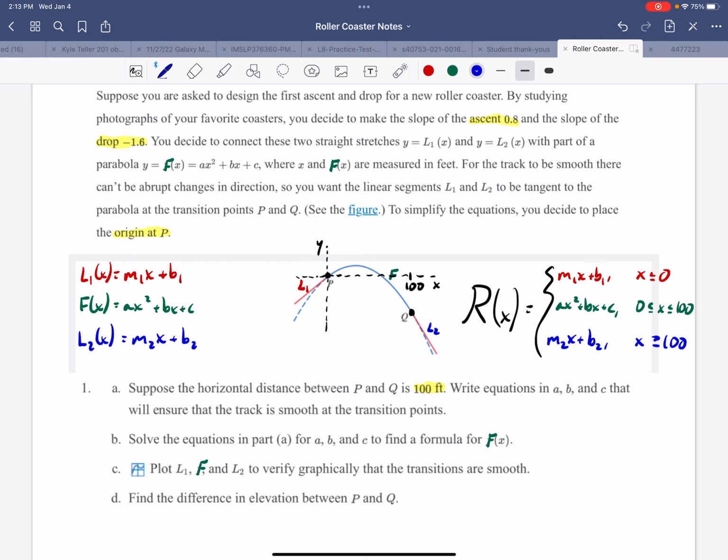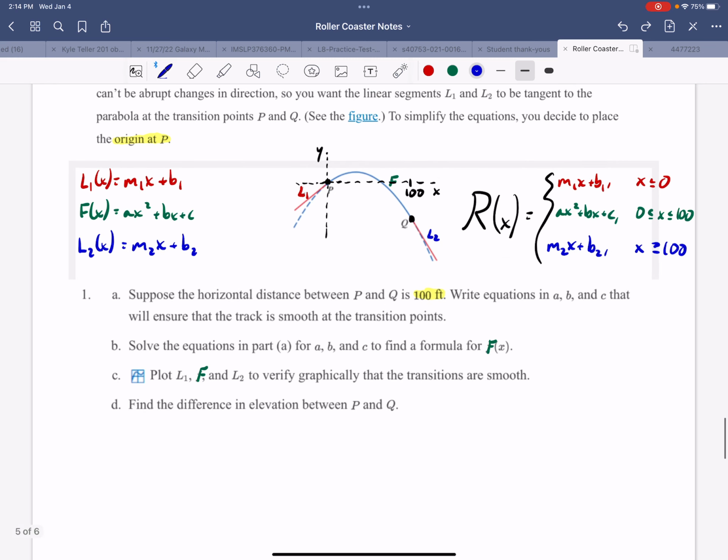Now, in case you're saying, wait a minute, you just overlapped your pieces, right? You had L1 of 0 and F of 0. They're both defined for x equals 0. That's okay because we're going to let L1 of 0 equal F of 0. We're going to let F of 100 equal L2 of 100. So it is okay that we're overlapping like this. All right. Now let's dive into problem 1 now that we have the structure set up.